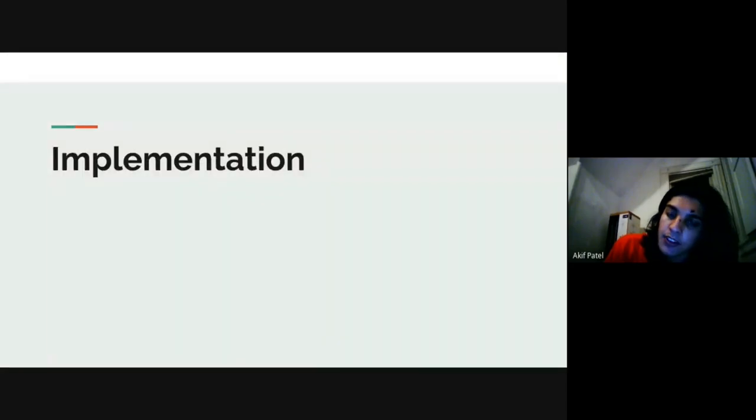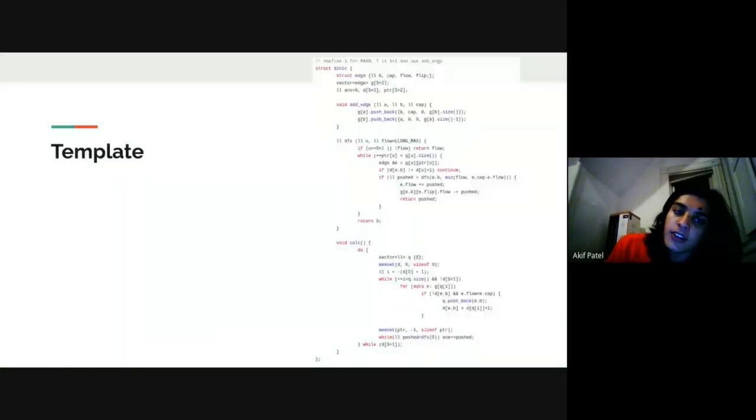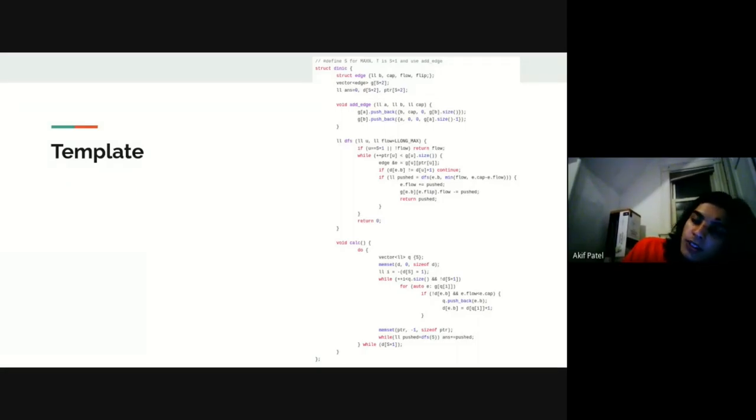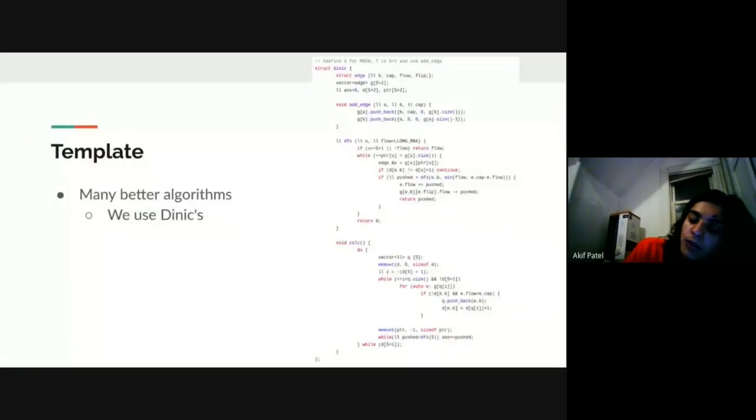So let's talk about implementation now. I described the Ford-Fulkerson algorithm, but that's not the one we usually use, for various reasons, mainly just speed, honestly, and ease of writing it, and the different situations you can use it in. We use something called Dinic's algorithm. There's a whole zoo of other algorithms, which I think we'll cover in a bit, but we use what's called Dinic's algorithm.